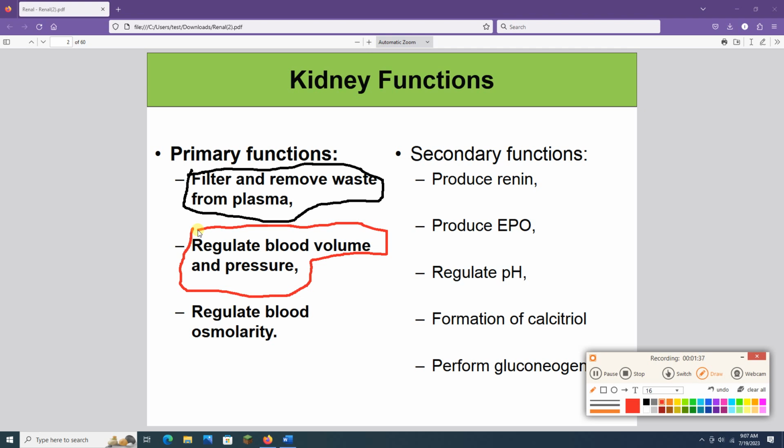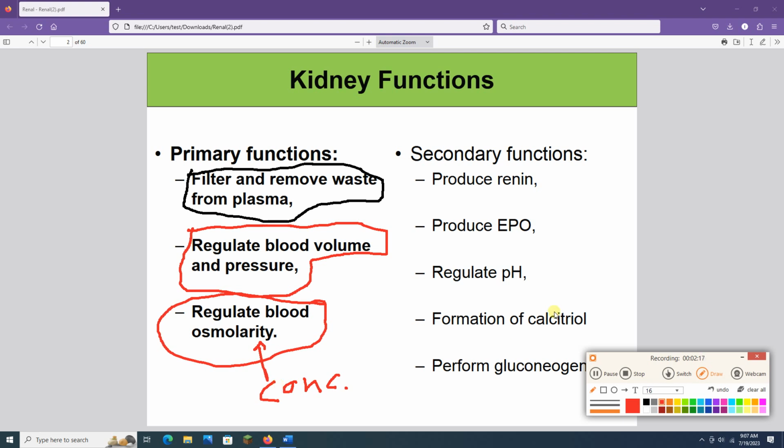So when you make urine, you're making urine from the blood, and it's a liquid. So we are taking water out of our blood and turning it into urine. And by doing so, we're regulating blood volume and we're regulating blood pressure. Lastly, we're going to regulate the osmolarity, or the concentration of the blood. So by adjusting how concentrated the urine is, we can adjust how concentrated the blood is. So basically, think about it this way. We're regulating the blood by putting stuff in the urine to get rid of it.